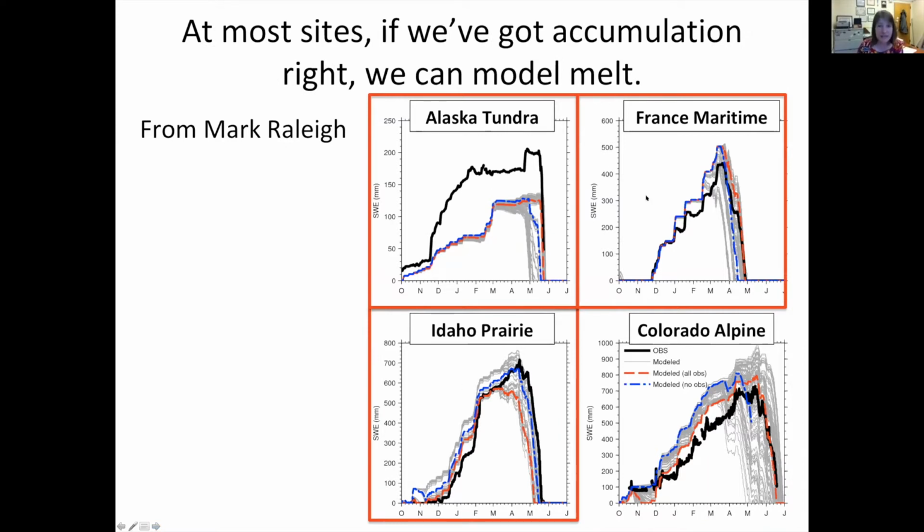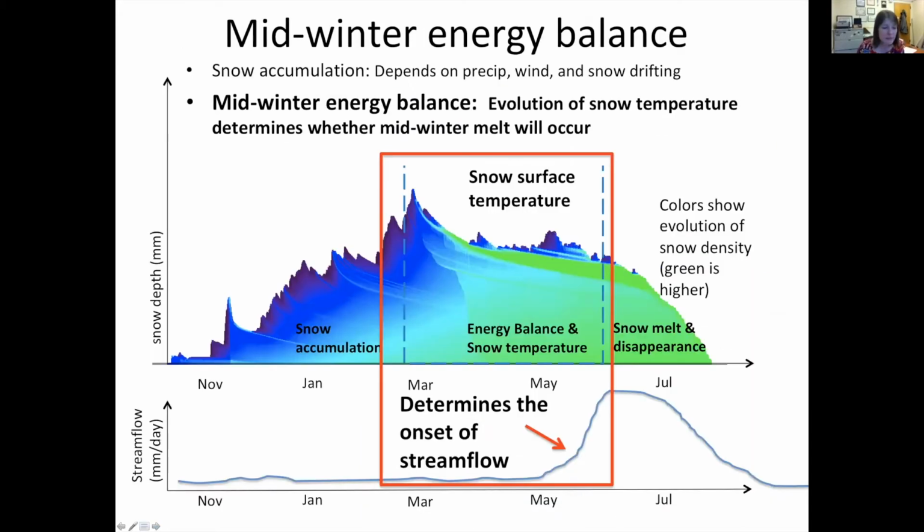At most sites, if we have accumulation right, we can melt. But I also want you to note that the next thing that matters is the midwinter energy balance. This is an evolution of the temperature of the snowpack, and it's going to determine the onset of snowmelt and the onset of streamflow.